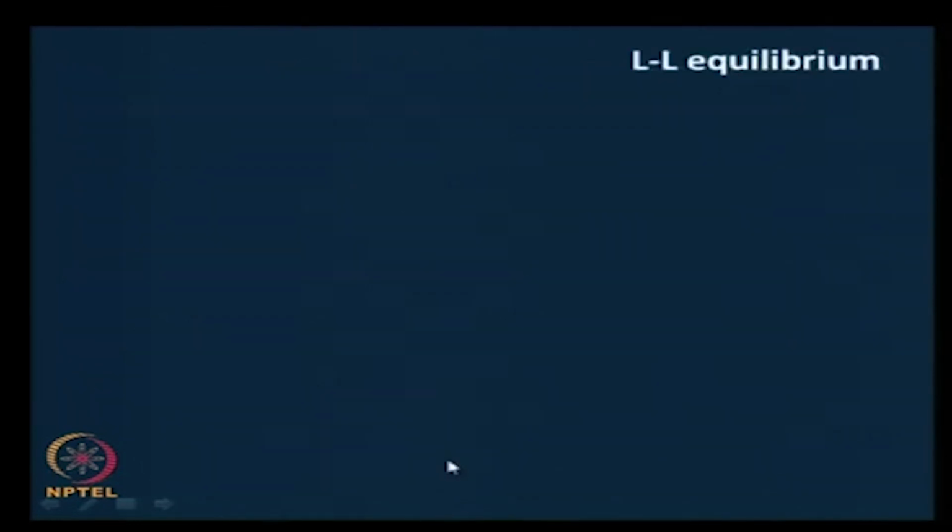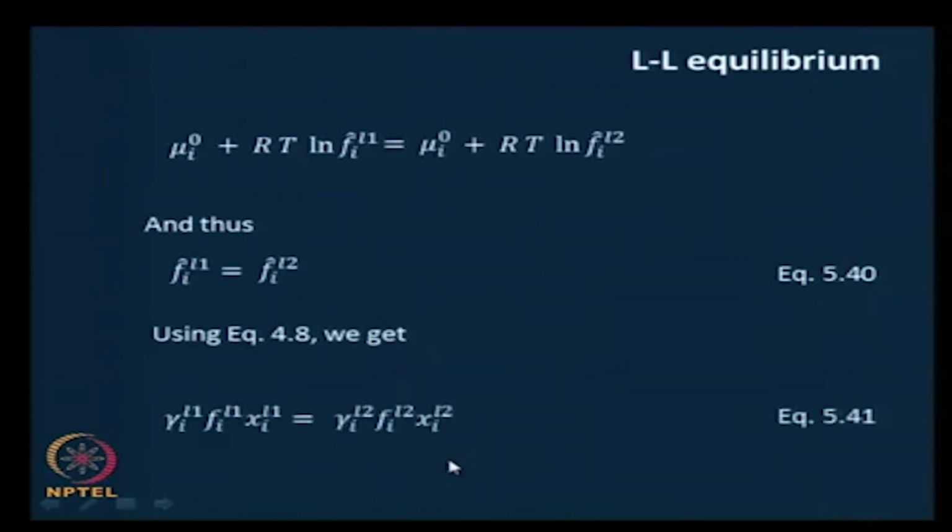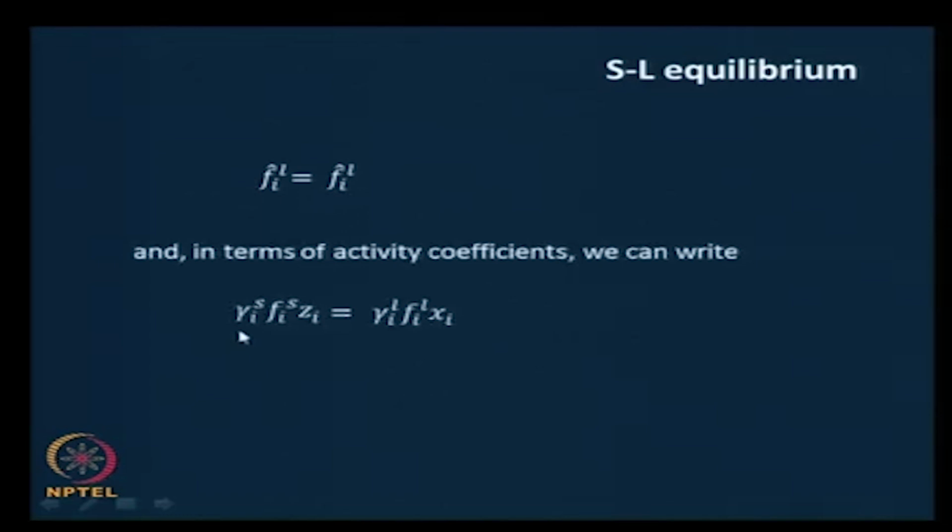For liquid liquid equilibrium, such a relationship is as follows: gamma_i in the L1 phase, f_i L1, x_i L1 must equal gamma_i, the same i, in the L2 phase, f_i L2 and x_i L2. And similarly in the solid liquid equilibrium, again from the basic condition that the fugacities must be equal, we get gamma_i of the solid phase, f_i solid, z_i, the mole fraction in the solid phase, must equal gamma_i in the liquid phase, f_i in the liquid phase and the mole fraction in the liquid phase.